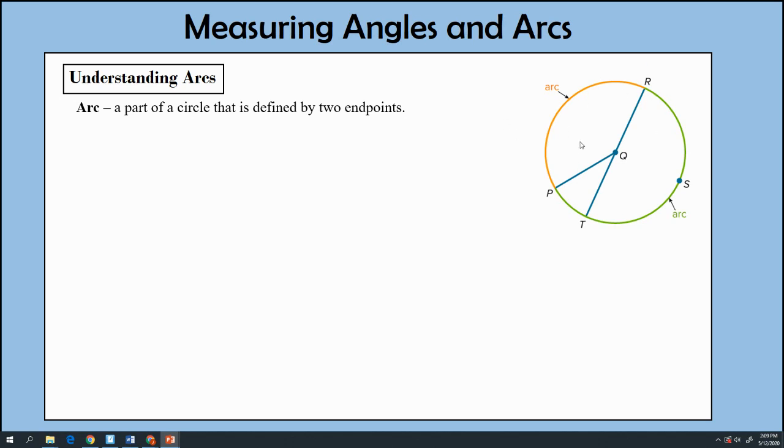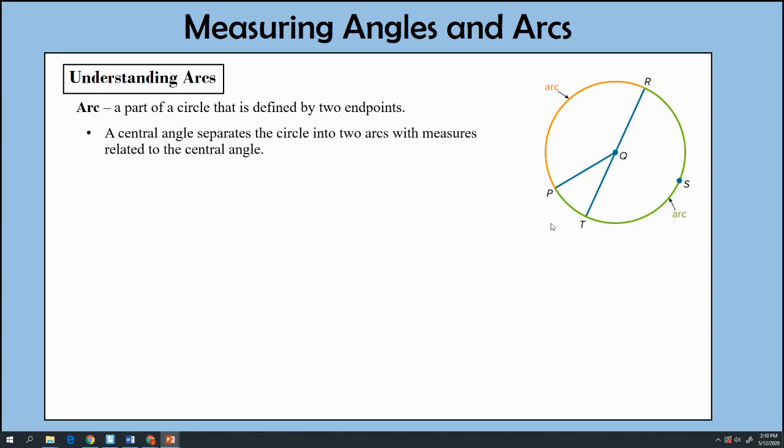Okay, so we have several different arcs that are created. For example, arc RP would be this distance, the distance from endpoint R to point P. That part of the circle is called arc RP. We could look at arc PT. Between any two points, we can look at that piece of the circle and call it an arc. We name these arcs different ways, and we'll get into that. But basically, an arc is a part of the circle, and it's created by points that are on the circle, and we look between those two points on that path of the circle.